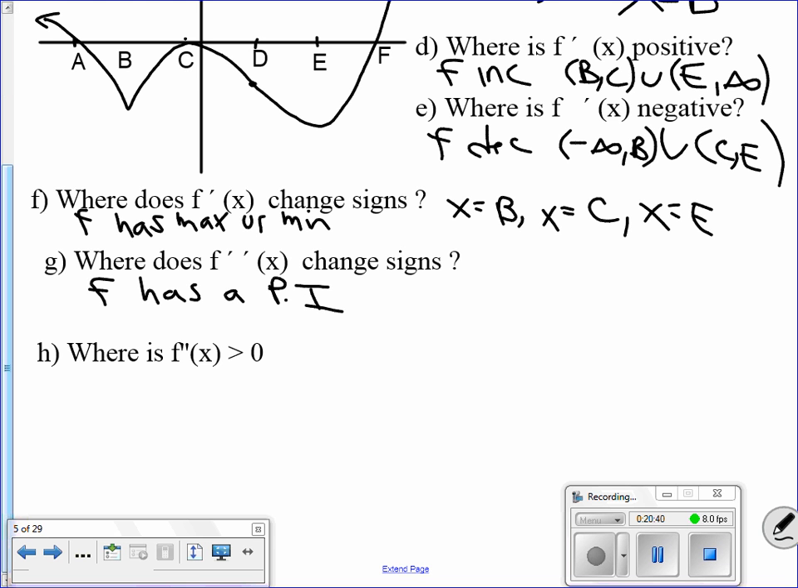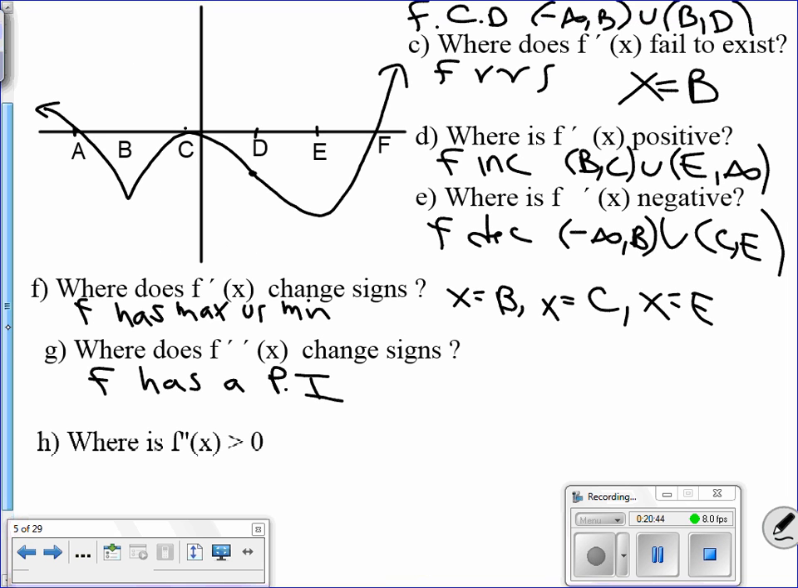Point of inflection is a point where the graph changes from concave up to down or vice versa. Is there any point at D? See, it's concave down, and then it's concave up. So x equals D. D is not a point of inflection because it's concave down on both sides, so it doesn't change concavity there.